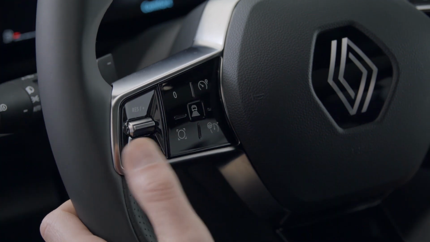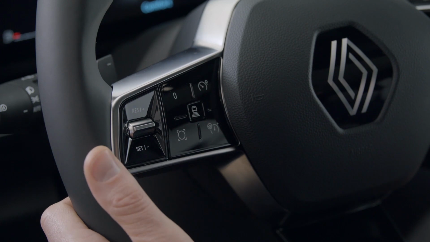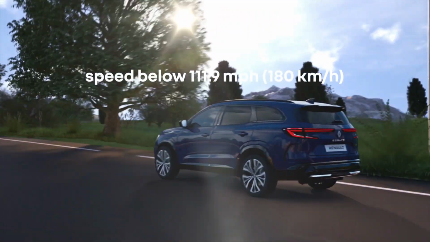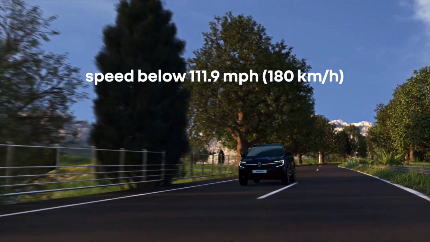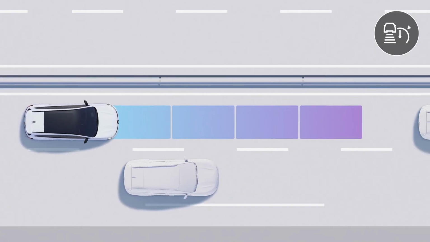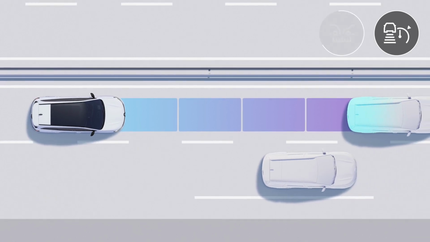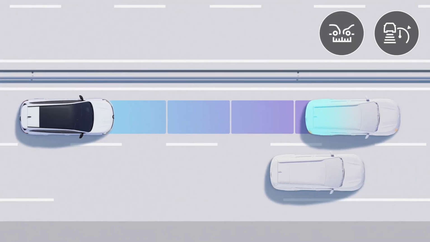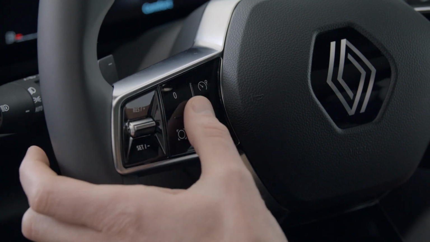You can use the stop-and-go adaptive cruise control between 0 and 118.8 miles per hour or 0 and 180 kilometers per hour. When it is on, a following distance is always set by default. You can adjust this distance by repeatedly pressing this switch.